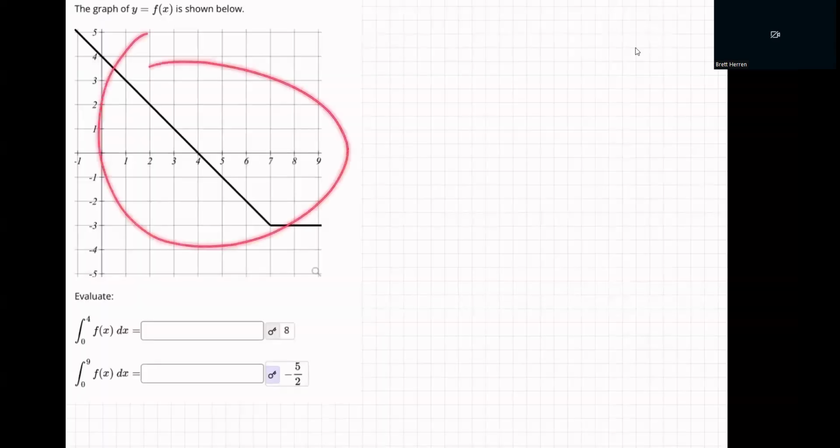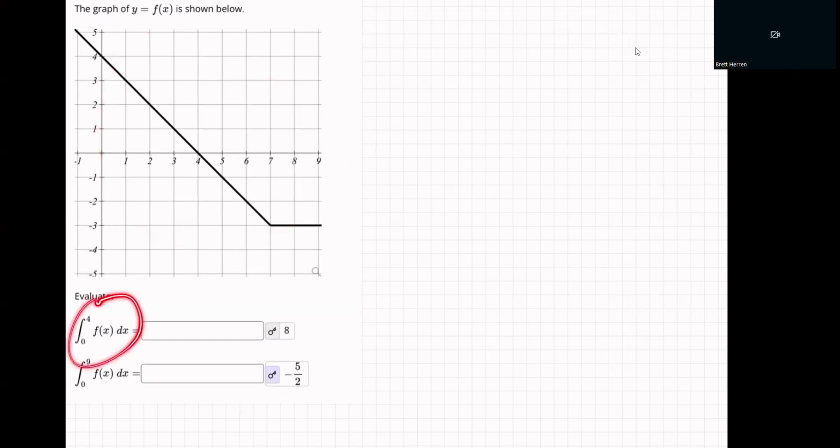Okay, so they give us this graph, and then they ask us for these integrals. What these integrals are, there's a big S, it means sum, means add up the area between 0 and 4. So we're going to have to add up the area from here, this is 0, to here, this is 4, from 0 to 4.